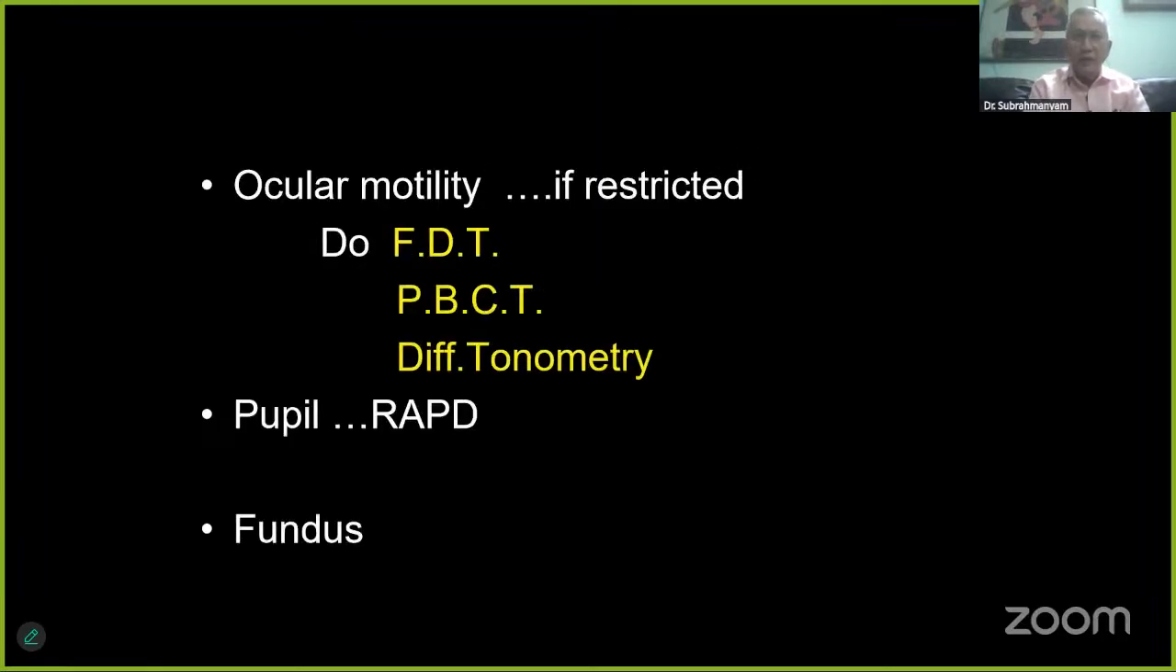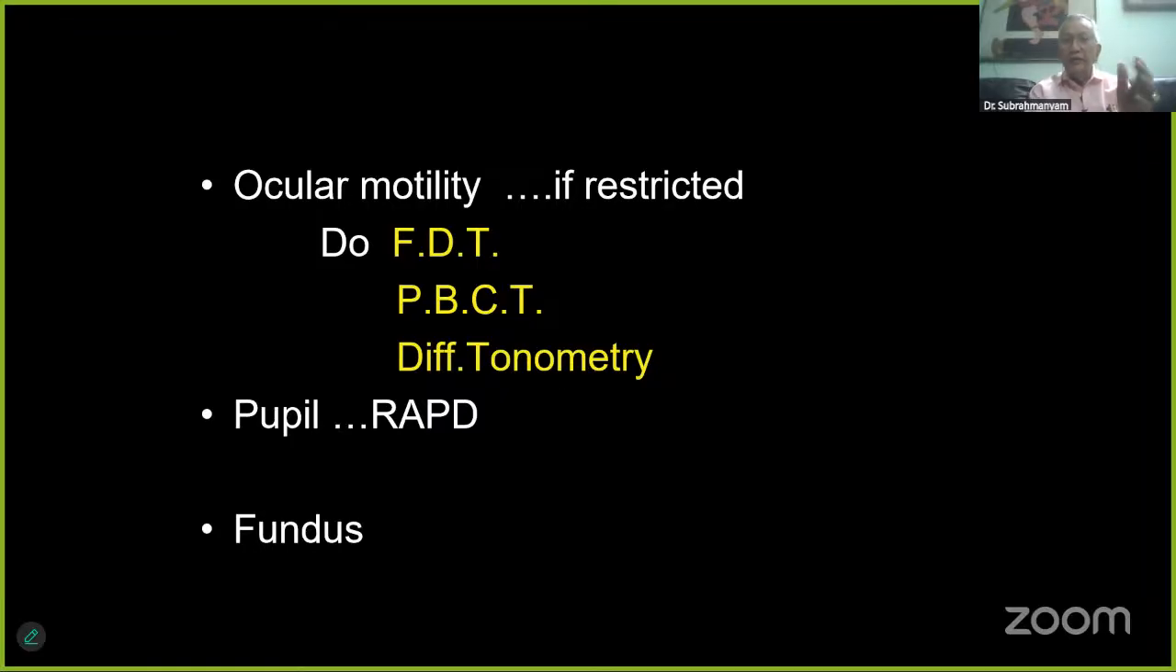If the ocular motility is restricted, we have to know whether it is because of weakness of the muscle or due to a restrictive pathology. So we have to do the forced duction test. If you are not able to move the eye in the direction of restriction with your forceps, holding the muscle belly with your forceps, the forced duction test is positive, and it means that it's a restrictive pathology.